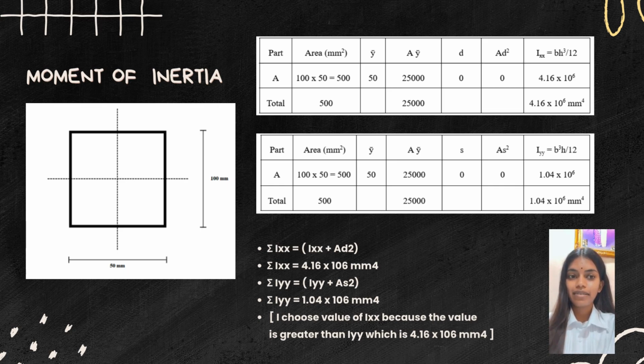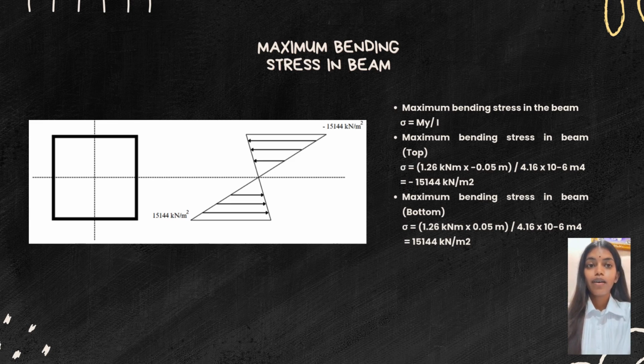Since Ix is more than Iyy, we choose Ix, which is equal to 4.16 × 10^-6 m^4, for bending calculation as it offers higher resistance. Using the bending moment value from earlier and Ixx, we compute the maximum bending stress.